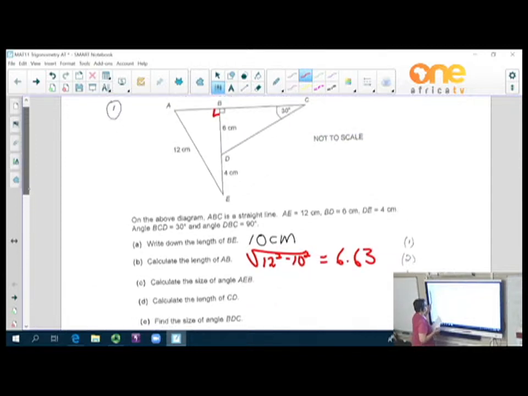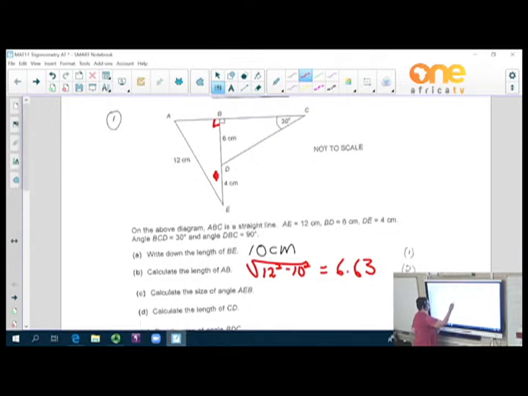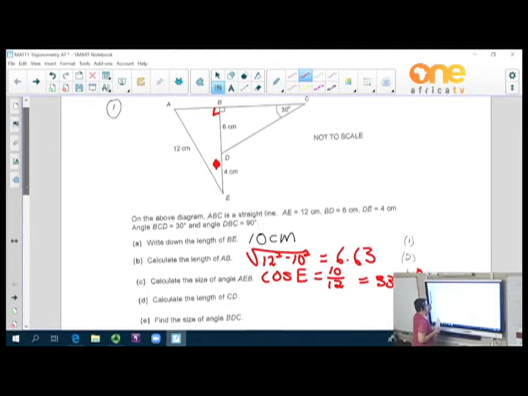Number C, calculate the size of AEB. This is the one that we want to find now. You can use different functions depending on choosing the right sides, which ones you want to use. I prefer to use given information, but it doesn't matter. So I used cosine. It's the included angle here that I want to calculate. So cosine E is equal to 10 over 12. Look at your mistakes. Some of you swapped the 2. Some of you have chosen sine here. Look, it's the included angle. You should be able to identify it. And that is then 33.6 degrees.